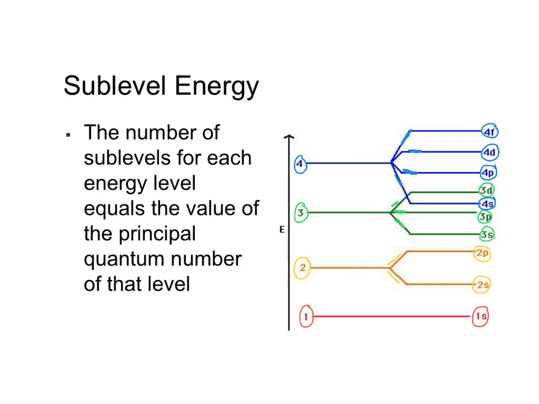You'll note that we have a little bit of overlap here with our 4S and our 3D. Don't worry about that for now. We will be discussing that later when we talk about the order in which electrons fill the sublevels, but just note that we do have an energy difference, that technically the 4S sublevel is lower in energy than the 3D sublevel.